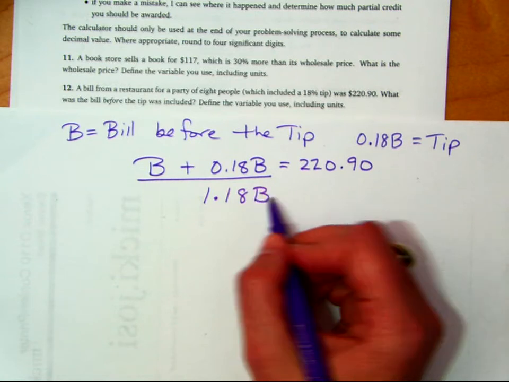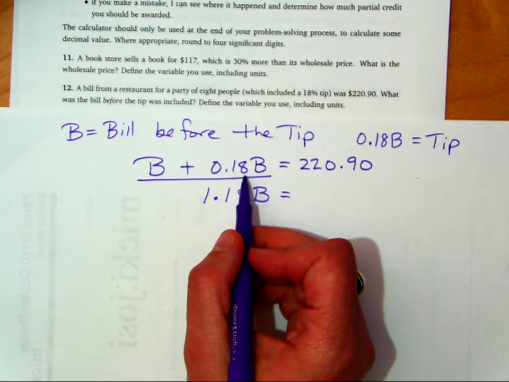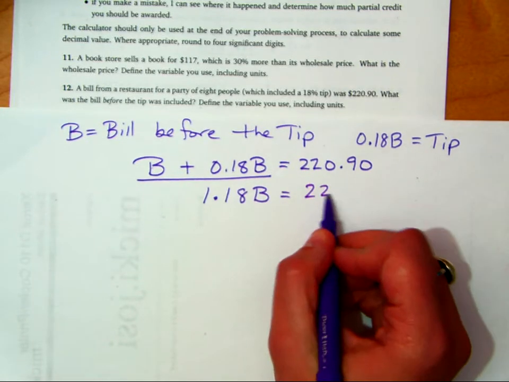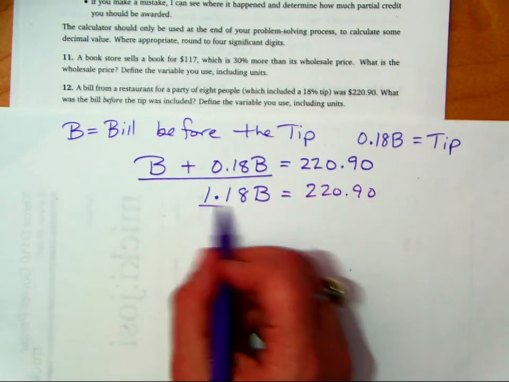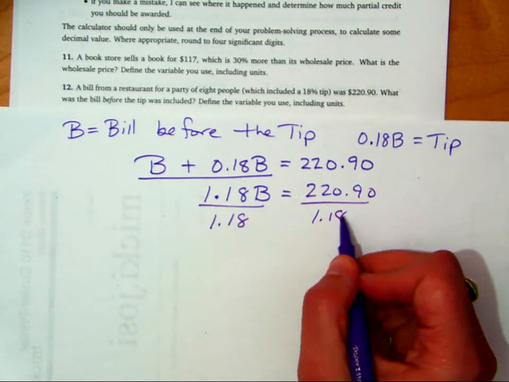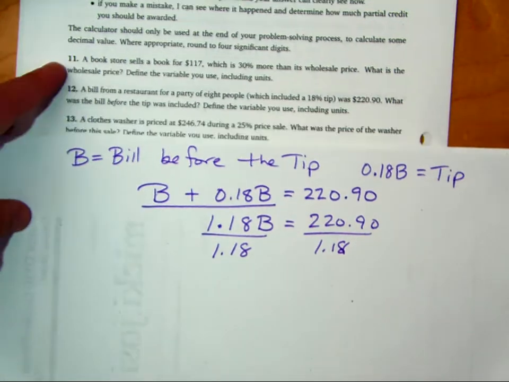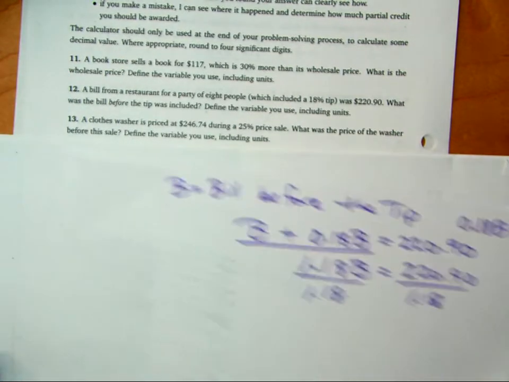118% of the bill. So the bill was 100%. We're going to pay 18% more to get the 220.90, and then if you wanted to solve, you would be dividing both sides by 118, or 1.18, sorry. And I'm not going to go ahead and do that. I'm just setting them up. Okay, any questions so far? Let's look at number 13.